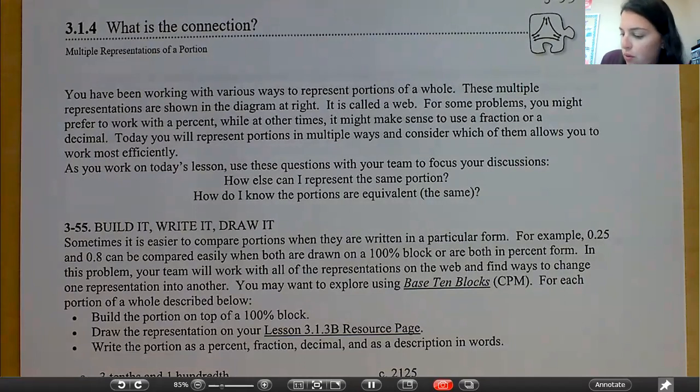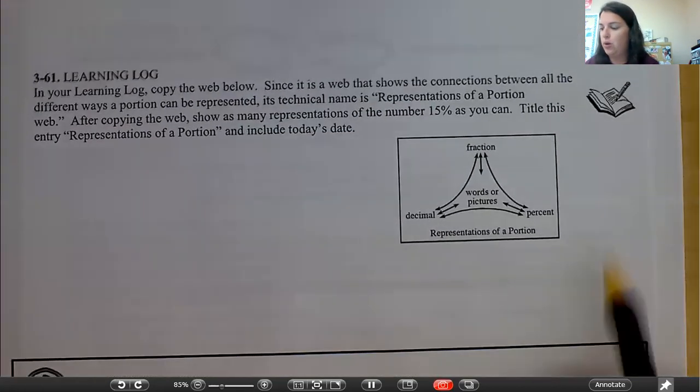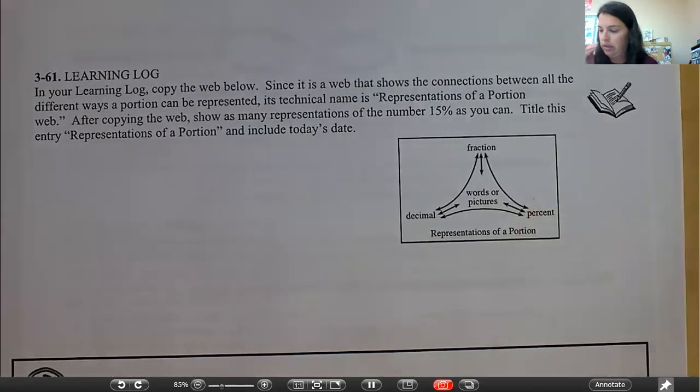As you work on today's lesson, use these questions with your team to focus your discussion. How else can I represent the same portion? How do I know the portions are equivalent, or in other words, the same? Okay, so this portion web did not copy here, but it is on the back of your notes, 361. This is the web that we are discussing.